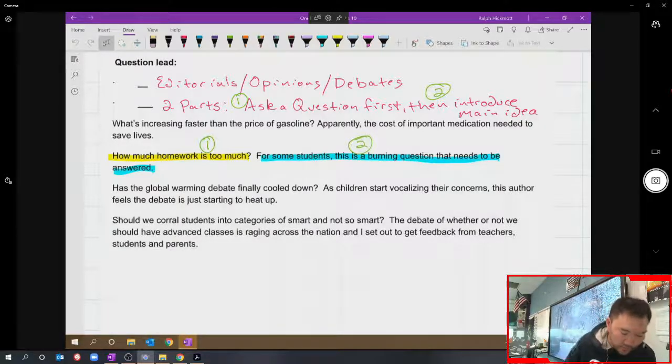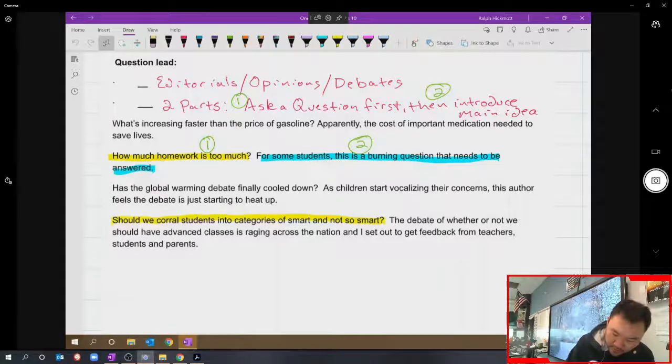All right, a couple other ones are on here, but I'm going to go to the last one because you'll find that this one works really well for a question lead: controversial, editorial, opinion type topics. Should we corral students into categories of smart and not so smart? The debate of whether or not we should have advanced classes is raging across the nation, and I set out to get feedback from teachers, students, and parents. Excellent question lead. Why? It has the 2 major parts.